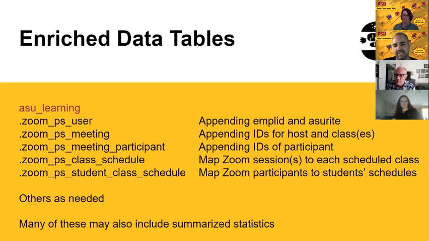We have the meeting level table, but that meeting host, now you'll know what their ASU IDs are. And if that meeting appears to have actually been for a scheduled class section, we'll tell you what that class was. Meeting participant level, again, but now we're appending those participant IDs, so you'll know which students they are or which university employees they are if it's a business meeting.